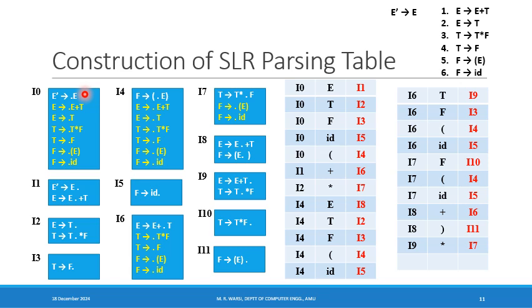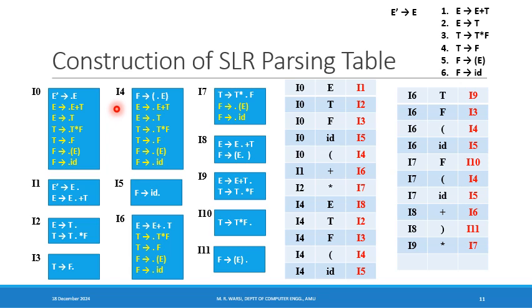So it means that in the I0 state, the parser is expecting a string derivable either from E plus T or from capital T. Now these two LR0 items have been added because of this LR0 item, because of this capital T. So it means that in the I0 state, the parser is expecting a string derivable either from the production T star F or from the production T derives F. And these two LR0 items have been added because of this capital F. So in the I0 state, the parser is expecting a string derivable from within bracket capital E, or the identifier itself.